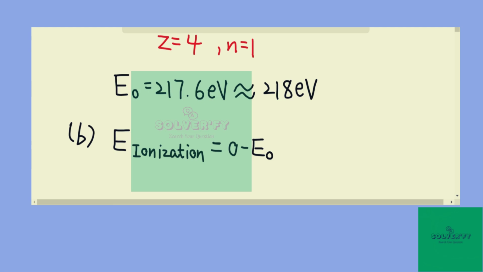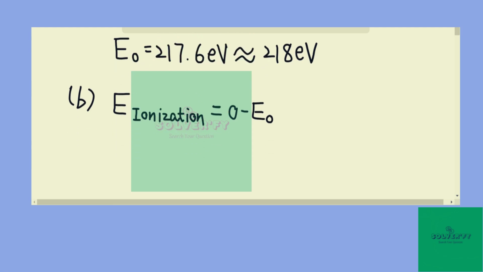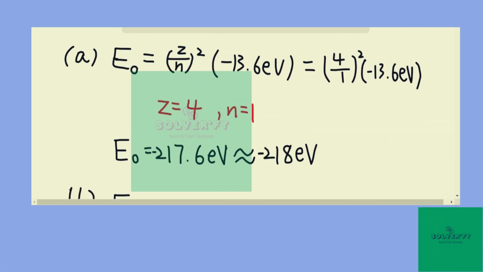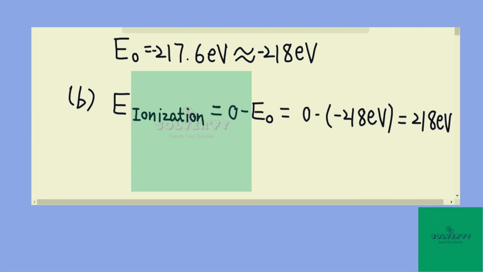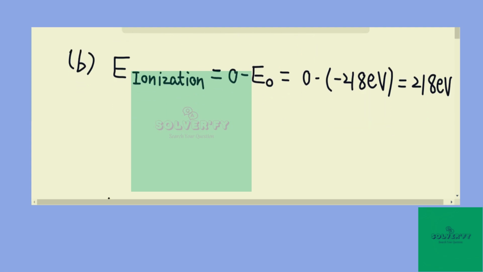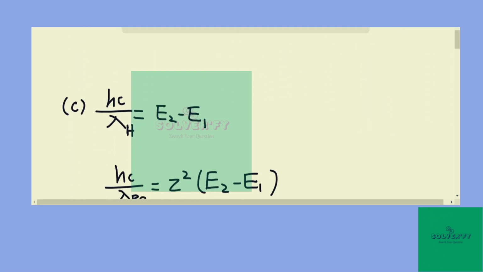And for question B, we know the ionization energy is equal to 0 minus the ground state energy. And so in this case, it's simply equal to 0 minus negative 218 electron volts, which is 218 electron volts. And by the way, here I should put a negative sign, because the calculation was negative. So therefore, the ionization energy for the beryllium atom is 16 times the ionization energy of the hydrogen atom. Okay, and the ionization energy for the beryllium atom is 218 electron volts.